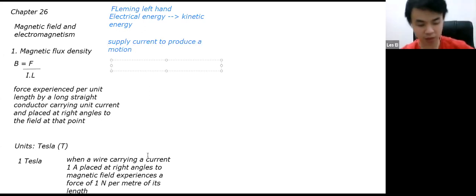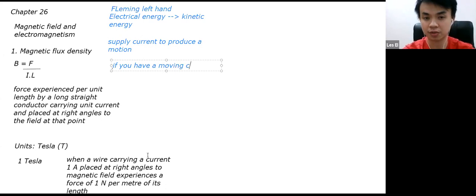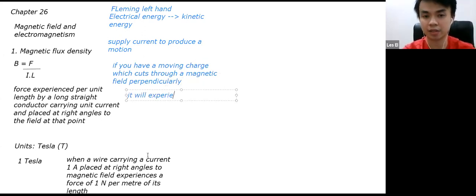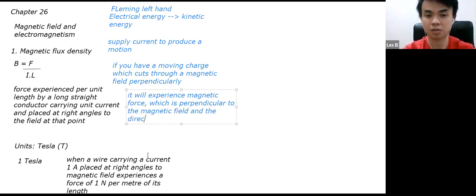Also, there's a law that you have to understand. If you have a moving charge which cuts through a magnetic field perpendicularly, then it will experience a magnetic force, which is perpendicular to the magnetic field and the direction of the moving charge.